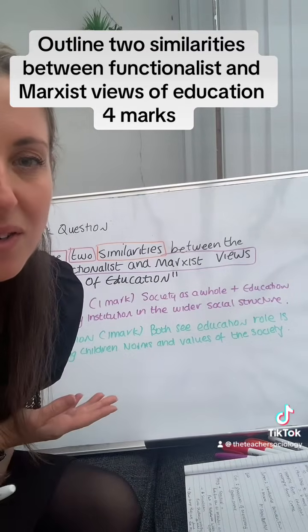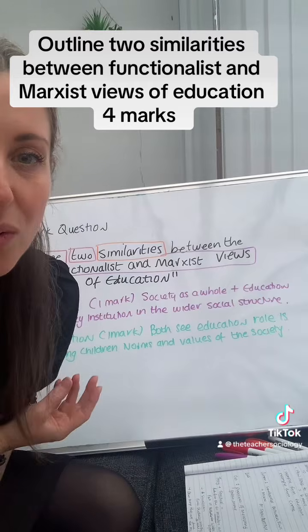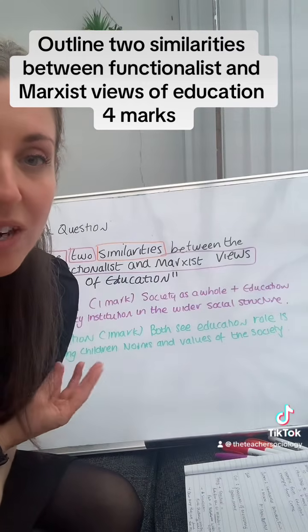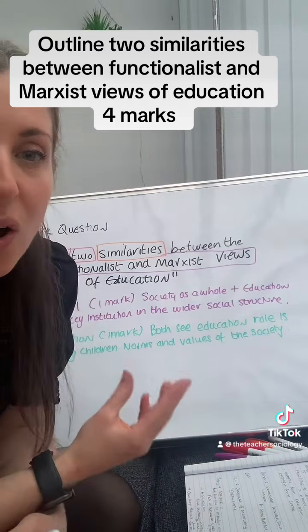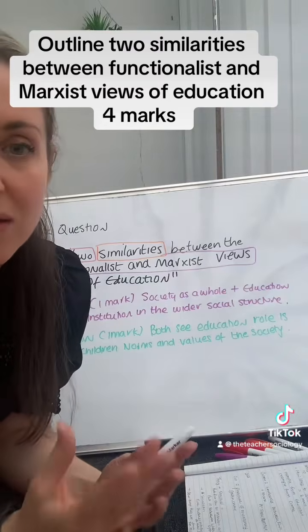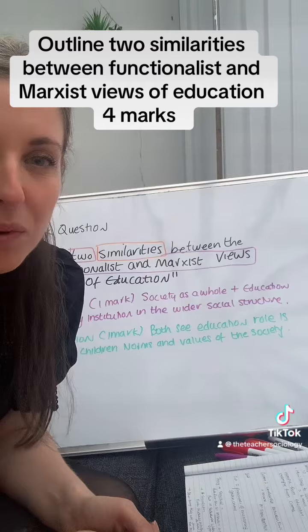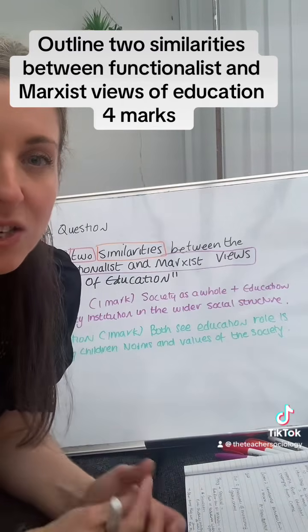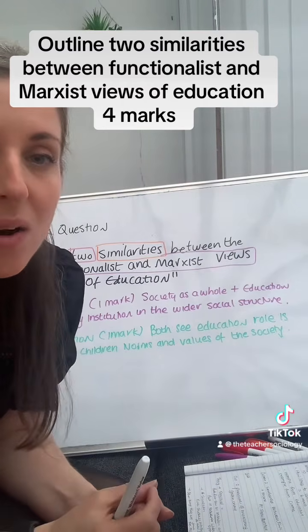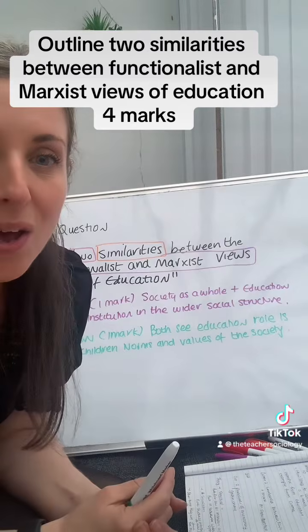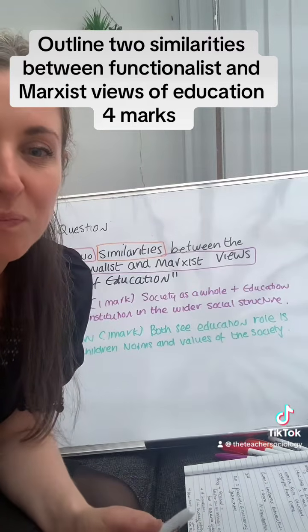So a second one that you could have chosen is socialisation. Both functionalists and Marxists see education's main role as socialising children into the values of the society as a whole. They might disagree on who benefits from that socialisation, but they do agree that education is doing that key vital role in preparing students for wider society.